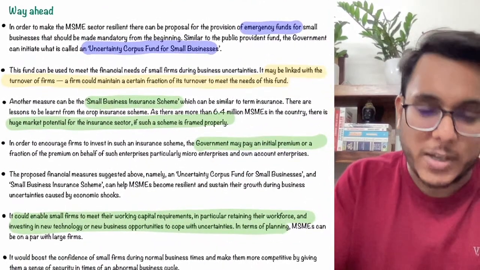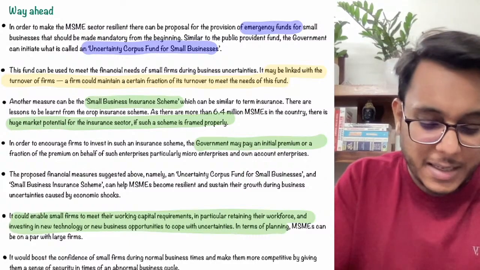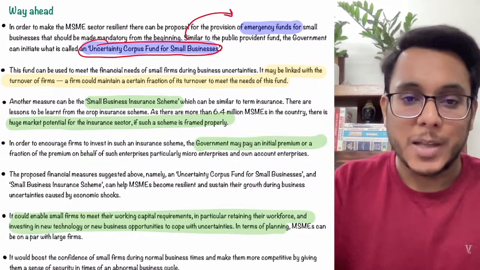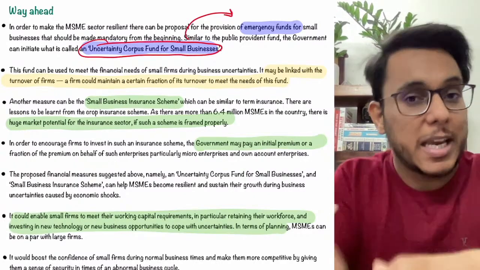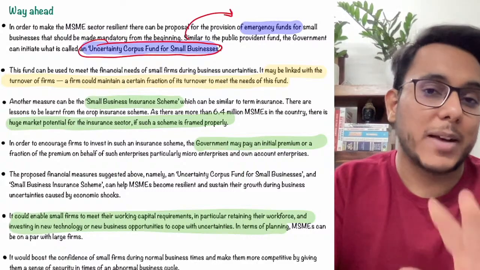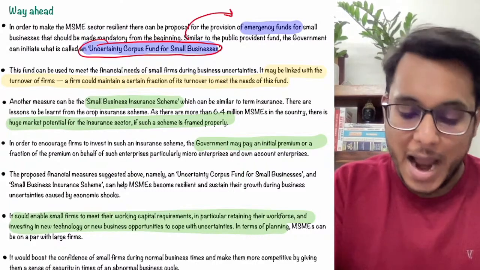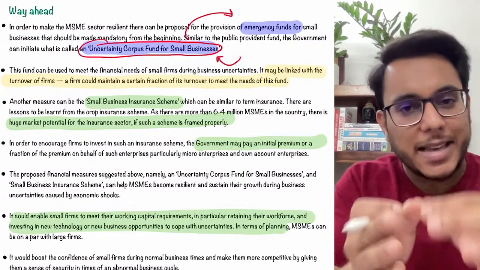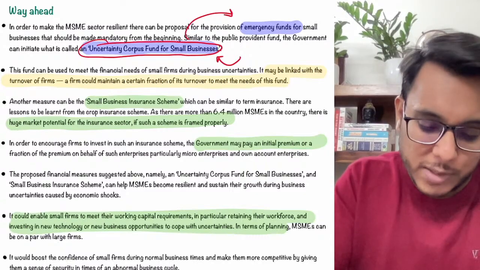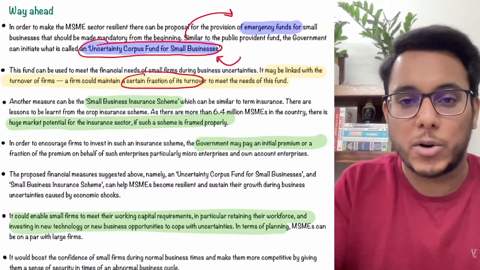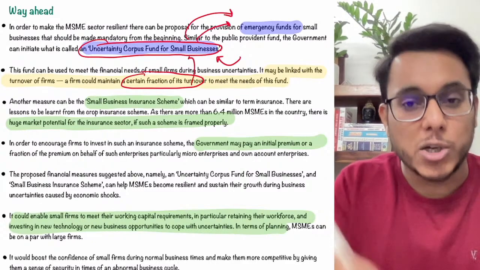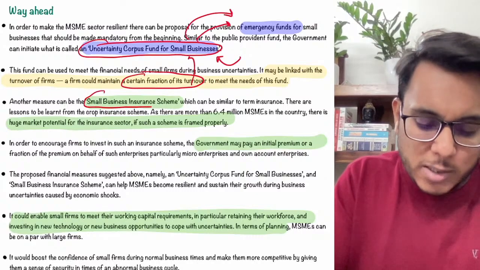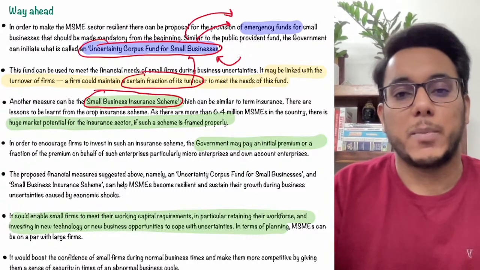Number one, it has been talked about that the government needs to create an uncertainty corpus fund for small businesses. It will be a kind of emergency fund. From this fund, money can be given to the MSME sector if they are facing some kind of uncertainty in their business. And how will the money come into this fund? Every MSME can contribute some money based on a certain fraction of their turnover, and this fund can be used to finance the MSMEs in uncertain times.